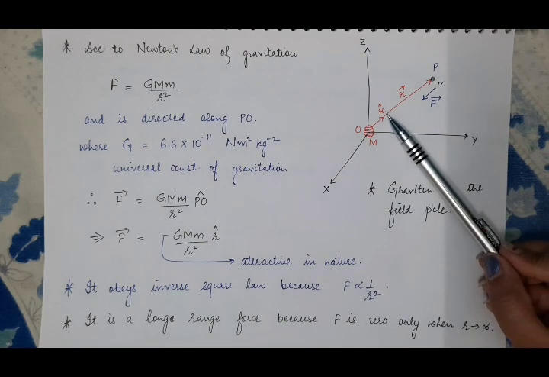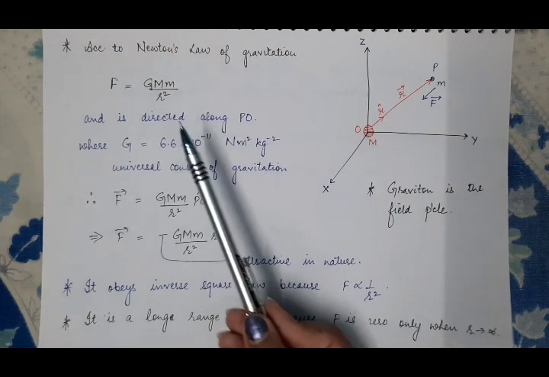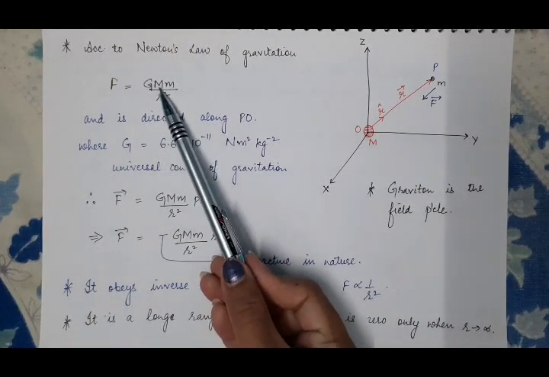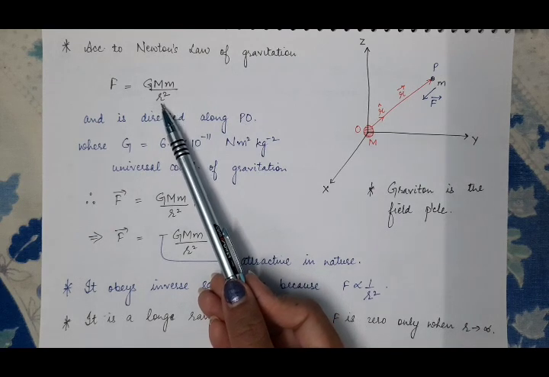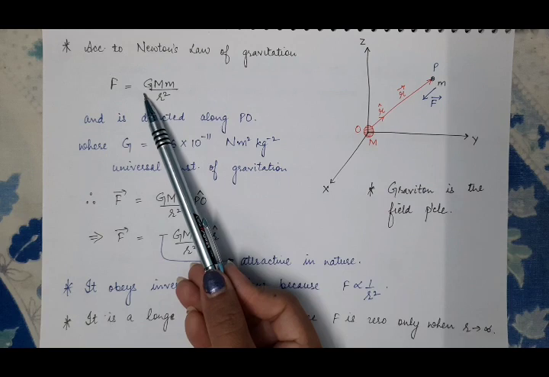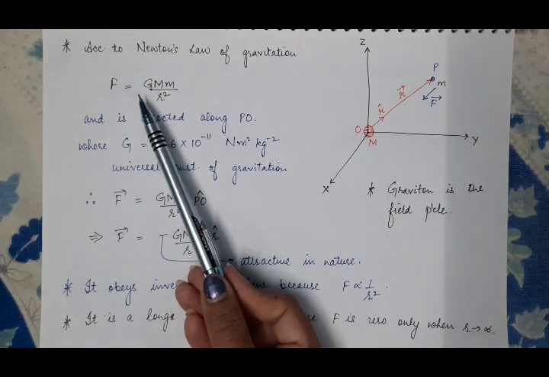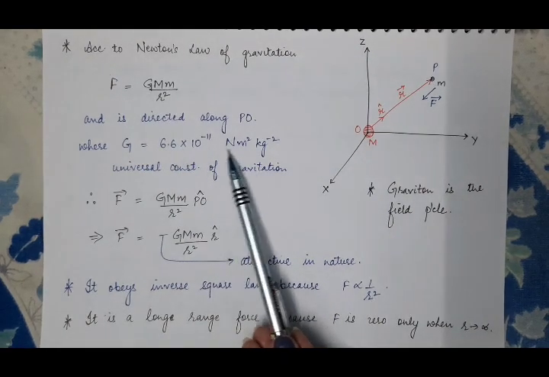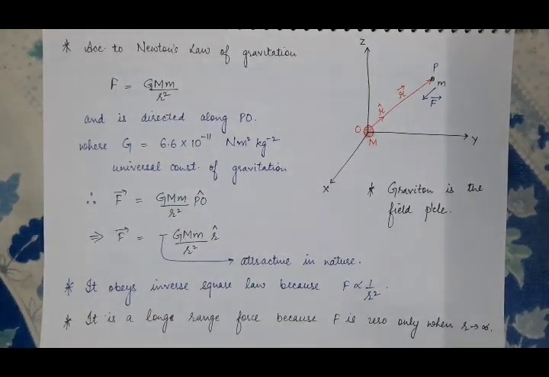According to Newton's law of gravitation, the magnitude of this gravitational force is directly proportional to the product of 2 masses and inversely proportional to the square of the distance between the 2 masses. And this G is the constant of proportionality, known as the universal constant of gravitation, and it is equal to this. Now this is the magnitude form.